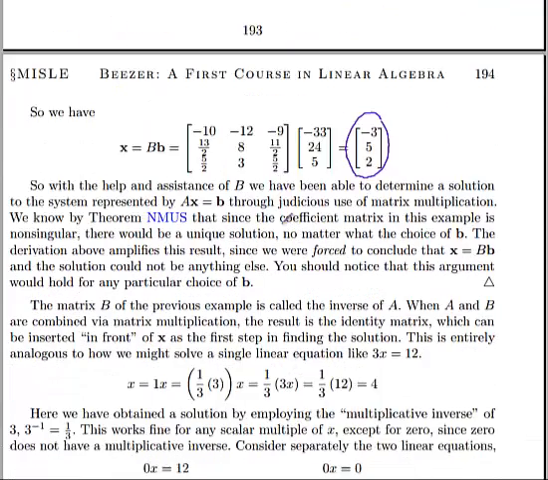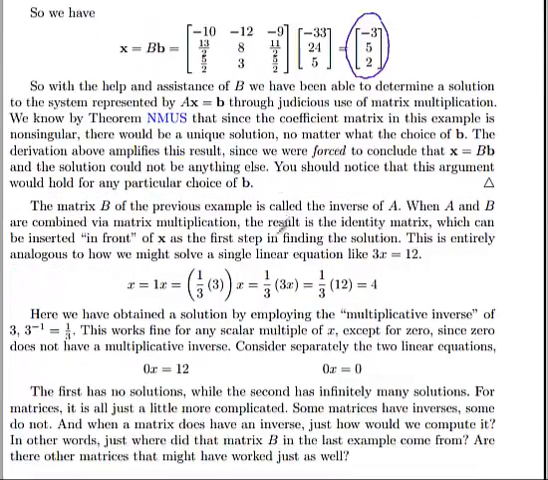All right? So this matrix B is called the inverse of A. When they're combined, the result is the identity matrix. Okay? And so here he makes the same analogy that I made before, that this is just like dividing.